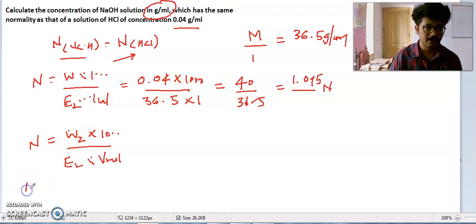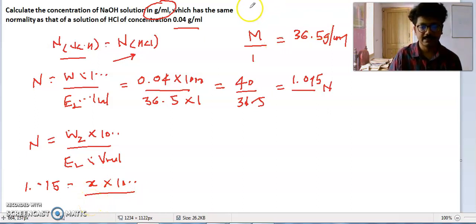So I'm putting here 1.095 is equal to the mass. What is the mass that we have to find? That is X multiplied by 1000 divided by the equivalent mass. Now what is the equivalent mass? Same as for HCl, because NaOH also gives ionizable OH minus as 1. So the molecular mass divided by 1 will be that. The molar mass of NaOH is 40, so it is 40 gram per mole.